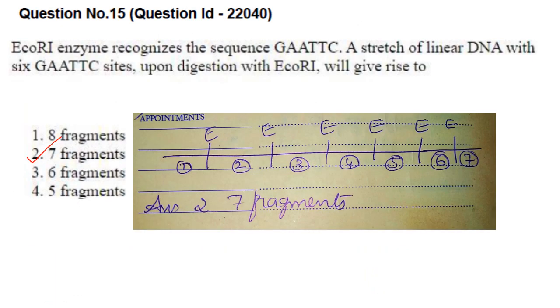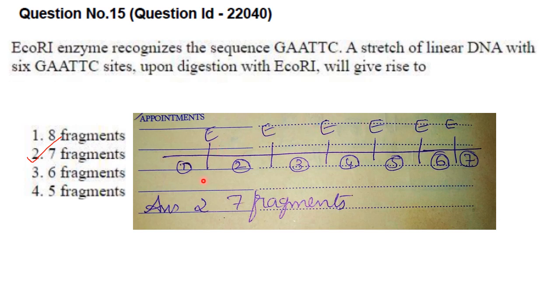Then next one. EcoR1 enzyme recognizes the sequence GAATTC. A stretch of linear DNA with 6 GAATTC sites upon digestion with EcoR1 will give rise to. So you have got a linear DNA molecule. Suppose this is the linear DNA molecule. These are the 6 EcoR1 sites. 1, 2, 3, 4, 5 and 6.